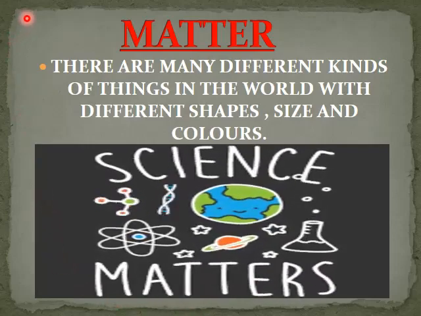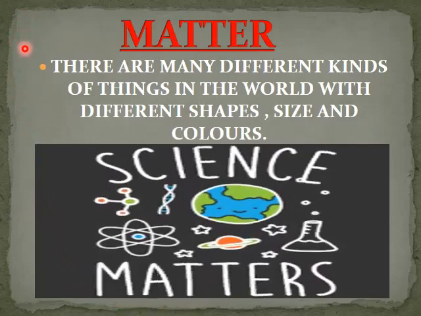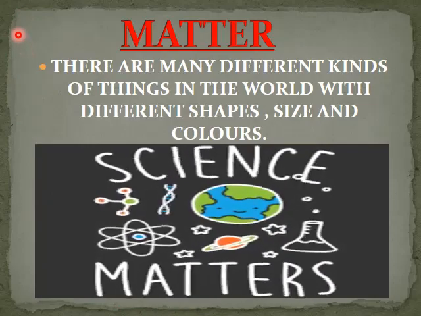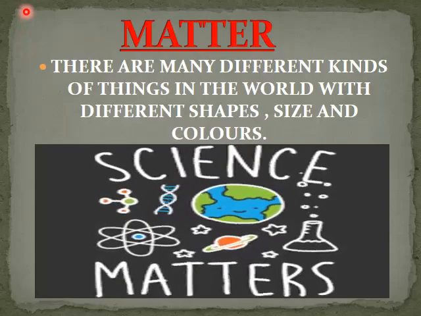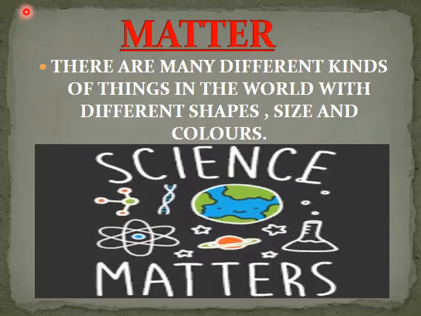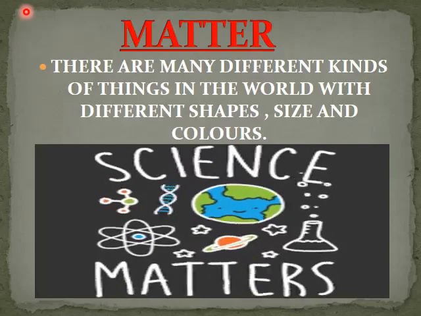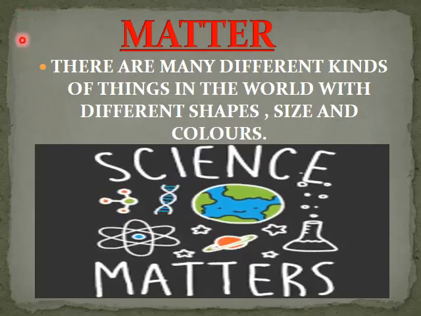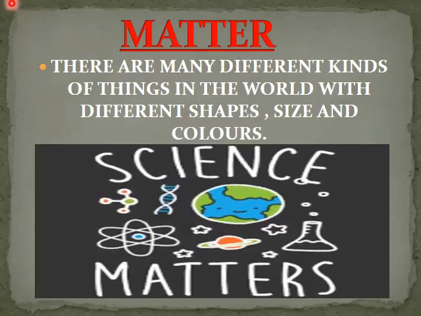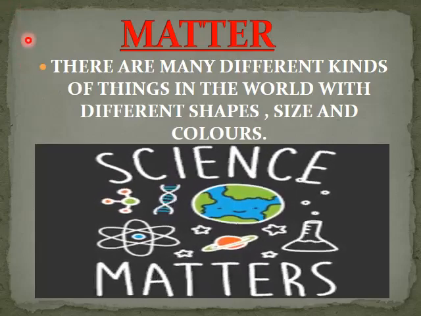They may be wet or dry. Matter may be rough or smooth as well. So there are many different kinds of things in the world: wet, dry, rough, or smooth. You can see here different types of things.